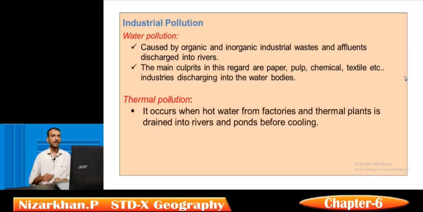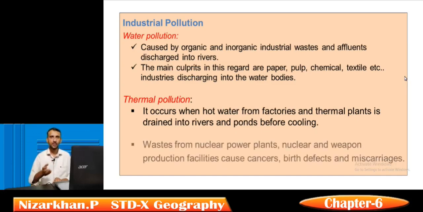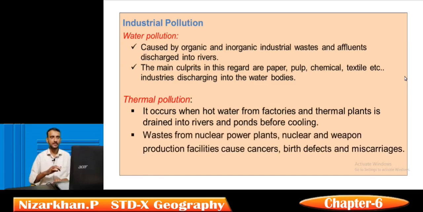Thermal pollution. What is thermal pollution? It occurs when hot water from factories and thermal plants is drained directly into rivers and ponds before cooling. That is known as thermal pollution. Waste from nuclear power plants and nuclear weapon production facilities causes cancers, birth defects, and miscarriages.